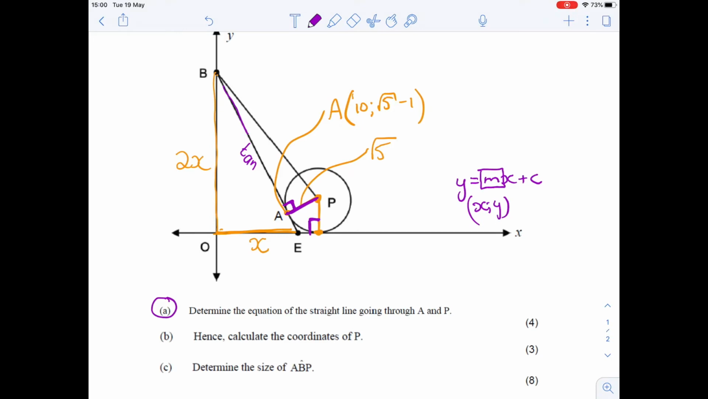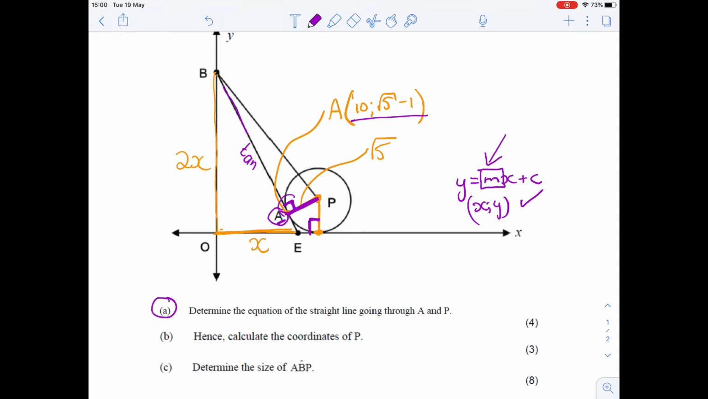Now we have A, right? Because A was given to us, so we have our random point. It's going to be 10 root 5 minus 1. So that's going to be the random point. And the second thing that we need to now go and look for is a gradient of this line here. Now, let's think a little bit. We've got point A, but we don't have point P.